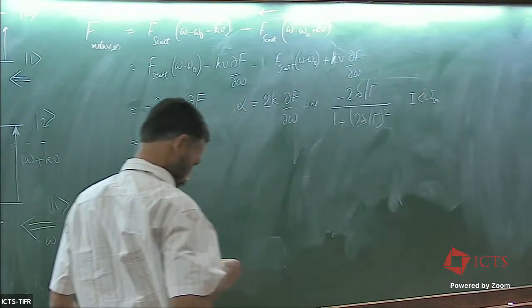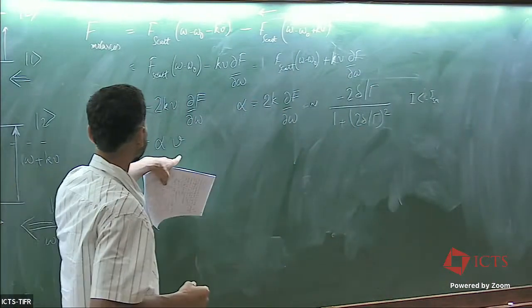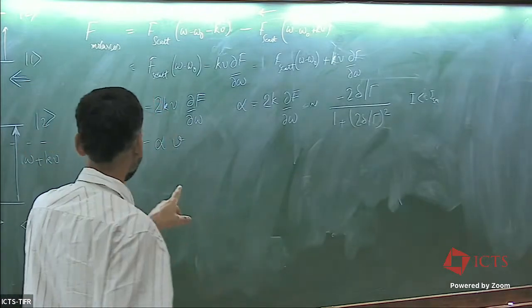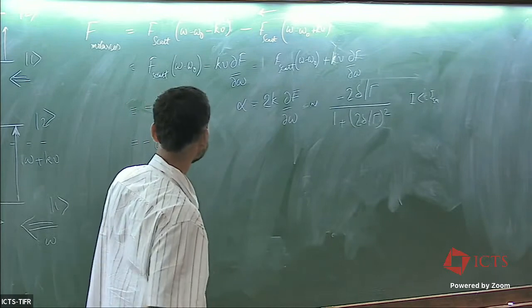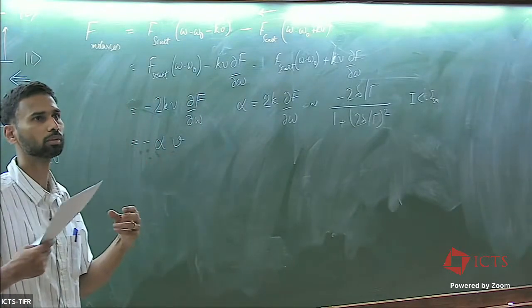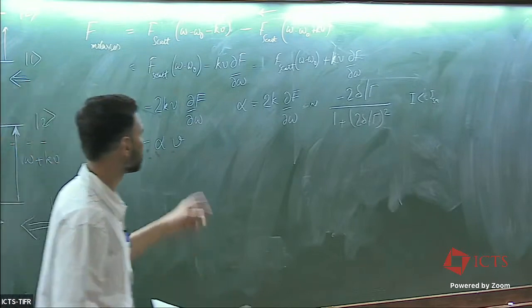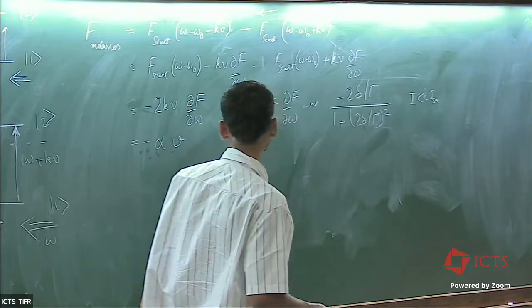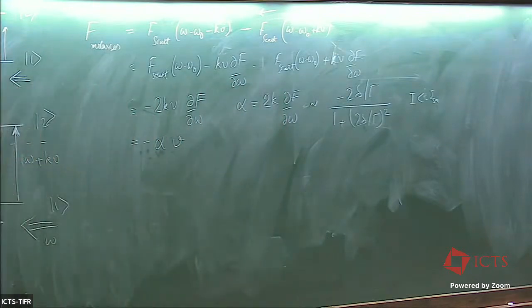Anyway, so now you see you have a force which looks like a friction. Frictional force, alpha V. Alpha, by the way, must be a positive number if you have a minus sign, if you want a frictional force which is opposing the motion of the velocity, which means this will depend on this detuning. Turns out that alpha will be positive only if your detuning is less than zero, or you are red detuned.